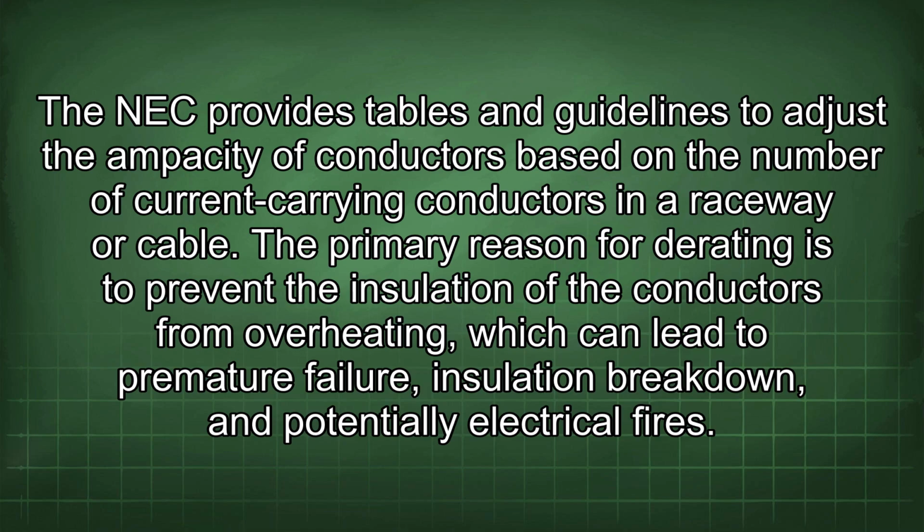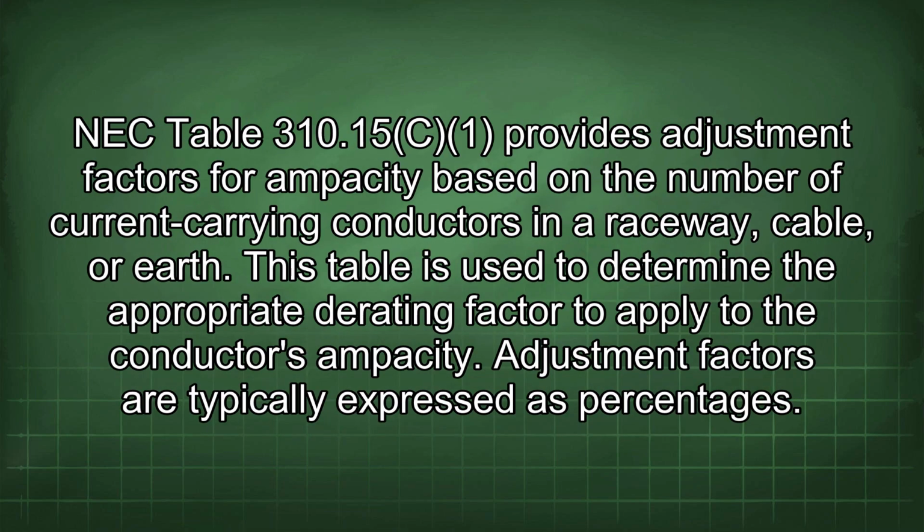a raceway or cable. The primary reason for derating is to prevent the insulation of the conductors from overheating, which can lead to premature failure, insulation breakdown, and potentially electrical fires. NEC Table 310.15(C)(1) provides adjustment factors for ampacity based on the number of current-carrying conductors in a raceway, cable, or earth. This table is used to determine the appropriate derating factor to apply to the conductor's ampacity.